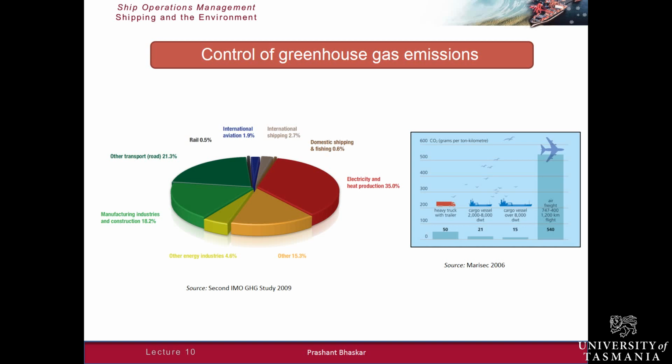There was a study done by IMO, which was called the IMO Greenhouse Gas Study in 2009. And what it basically found was that about 2.7% of the global emissions of carbon dioxide was due to international shipping. Although it's 2.7%, IMO estimated that it was about 870 million tons of carbon dioxide that international shipping was responsible for.